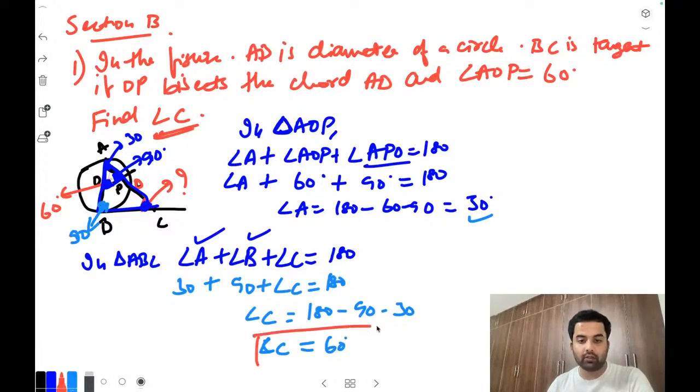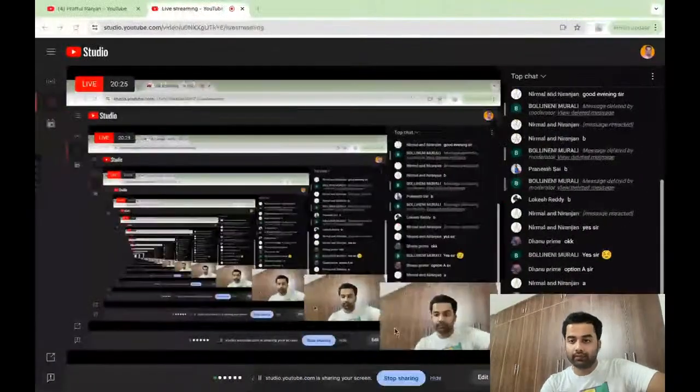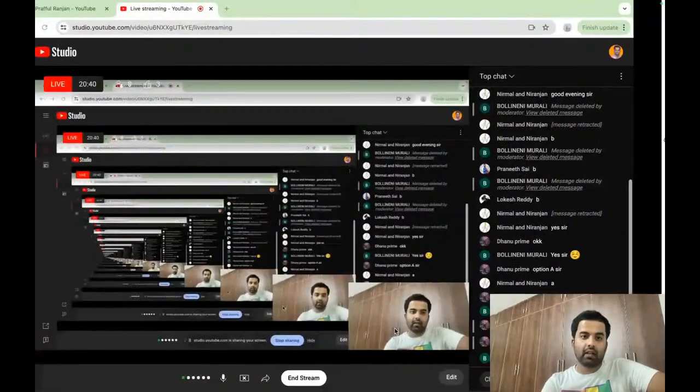I hope you understood this. First, we had taken the small triangle. From that one, we got one angle. Then we have taken the big triangle. Then we got the answer. Is it clear, everyone? Is it clear? Anybody have a doubt on this? You can ask freely. Just feel free to ask. No issues. Anyone have a doubt in this?